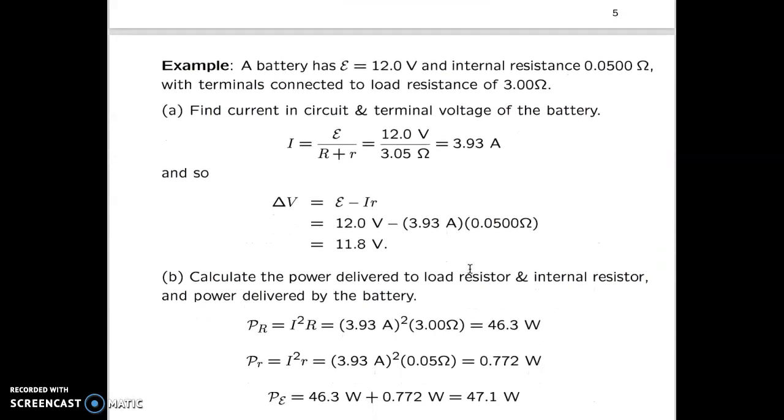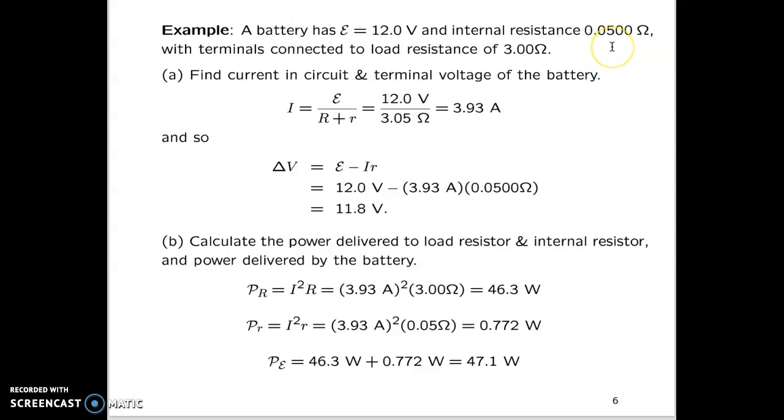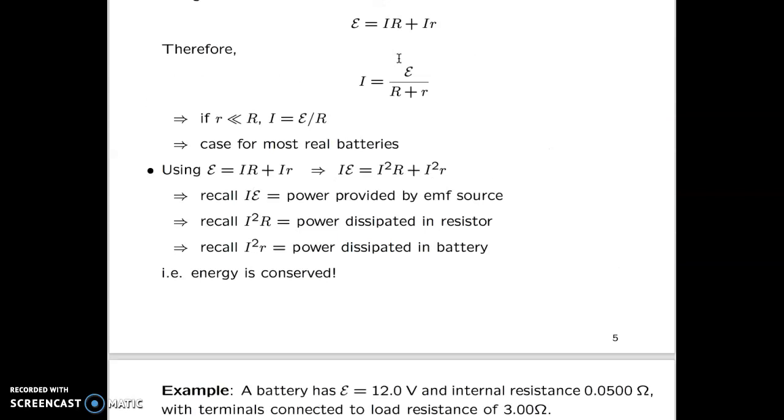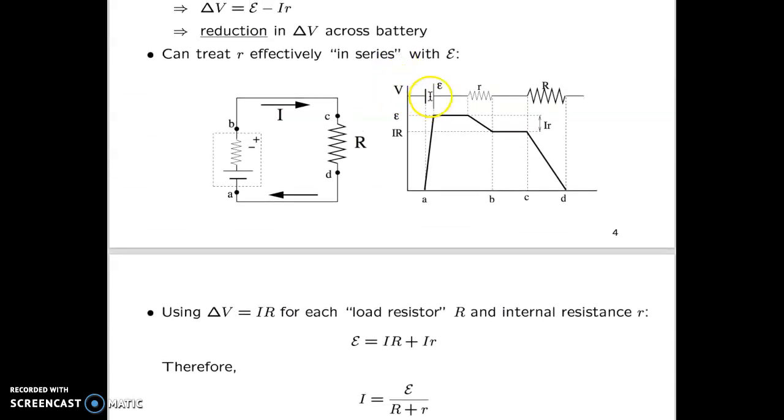So here's a simple example. Let's say we have a battery which has an EMF of 12 volts, and an internal resistance, a small number, 0.05 ohms, connected to a so-called load resistance of 3 ohms. That's just the same picture that we saw up here. So we know what the EMF is, we know what the internal resistance is, and we know what the load resistance is, capital R.